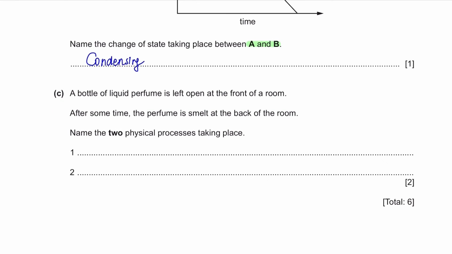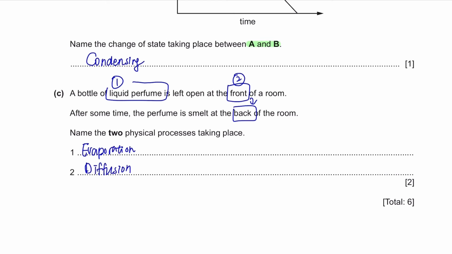Part C. A bottle of liquid perfume is left open at the front of a room. After some time, the perfume is smelled at the back of the room. Name the two physical processes taking place. First, we need to take note that it's a liquid perfume, and for it to be smelled in air, there should be evaporation happening. So the first physical process is evaporation. Then the next thing to take note is that it was opened at the front of the room, but it was smelled at the back of the room, which means that it has traveled across the room and diffusion has occurred.